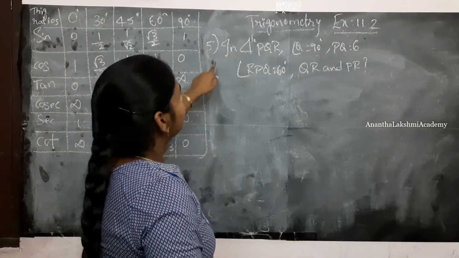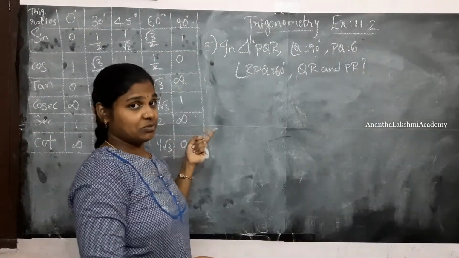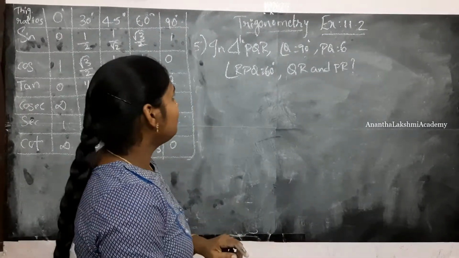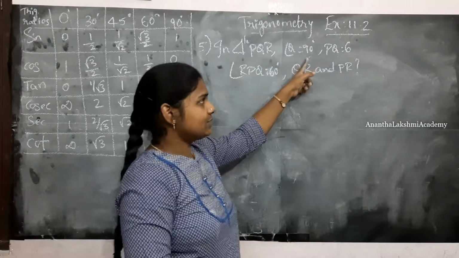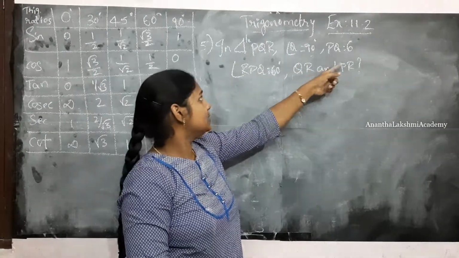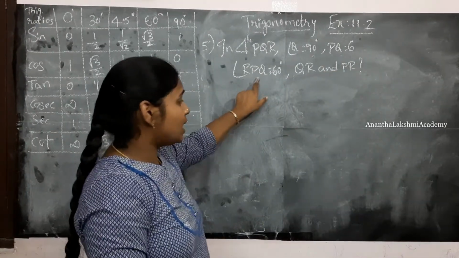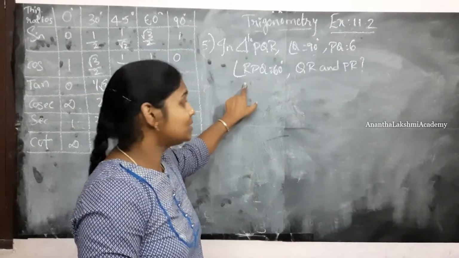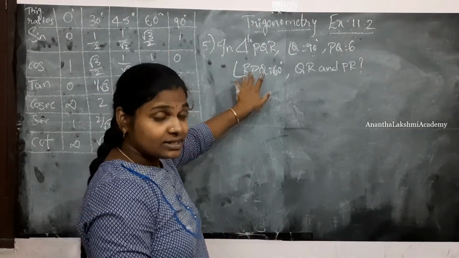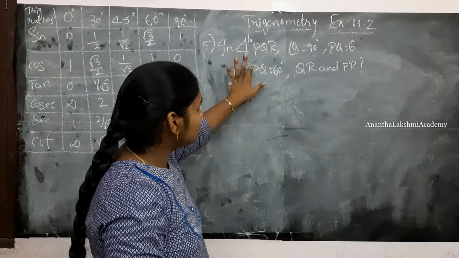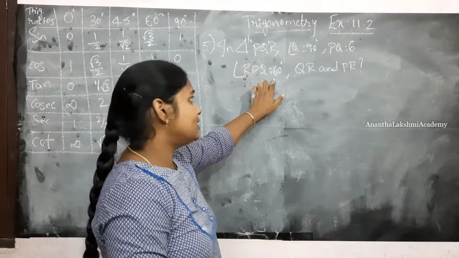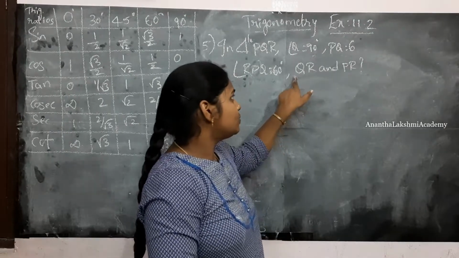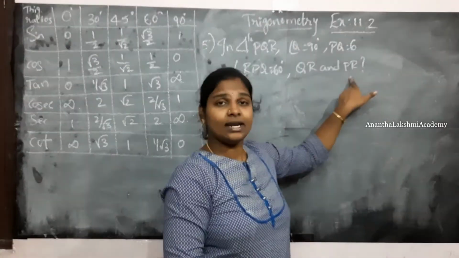Here I'm going to solve the fifth problem next. In a right angled triangle PQR, angle Q is equal to 90 degrees, PQ is equal to 6, angle RPQ. I told you in the earlier videos as well, whenever there are 3 letters given for an angle, assume that the center letter is the angle. So angle P is equal to 60 degrees. He is asking us to figure out QR and PR.